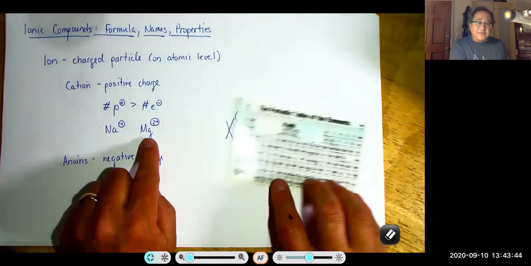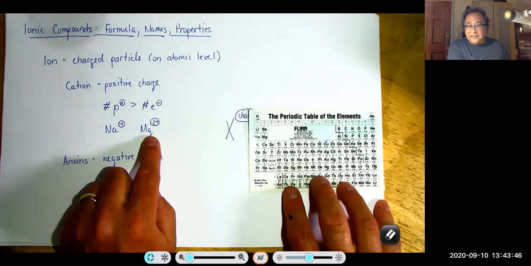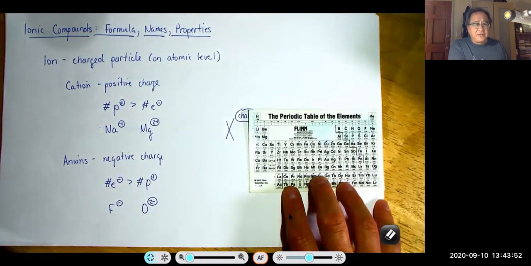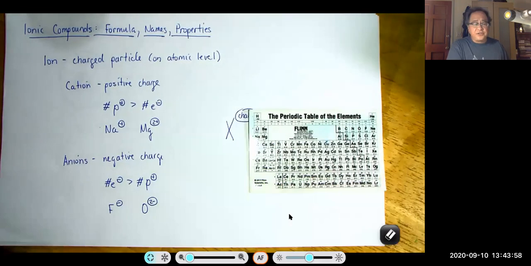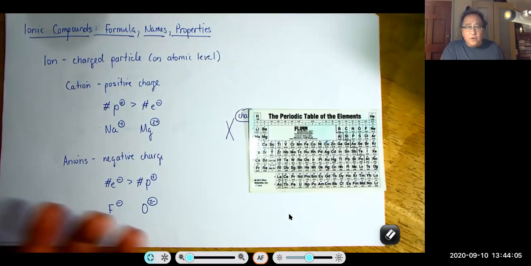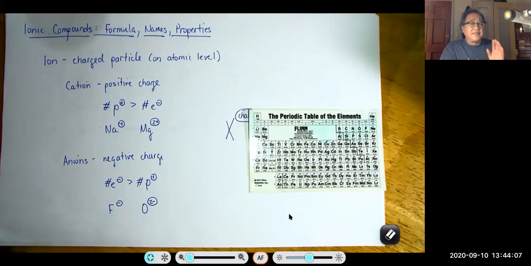Same for magnesium. This is a very common ion. That's a cation, the magnesium ion. It has 2 more protons than it does have electrons. So if we take a look at magnesium, the number up here is 12. So it has 12 protons in the nucleus. And for it to be a +2 charge, we're going to have to lose 2 electrons. And therefore, with 12 protons, it's only got 10 electrons.